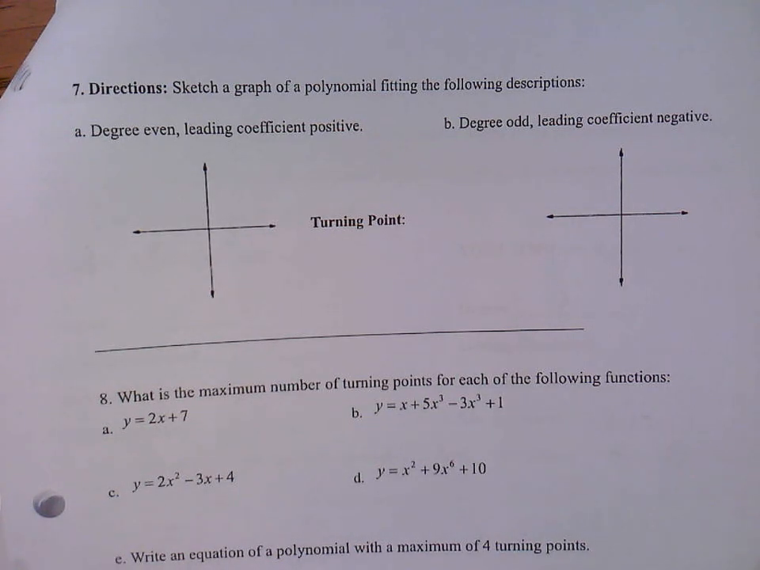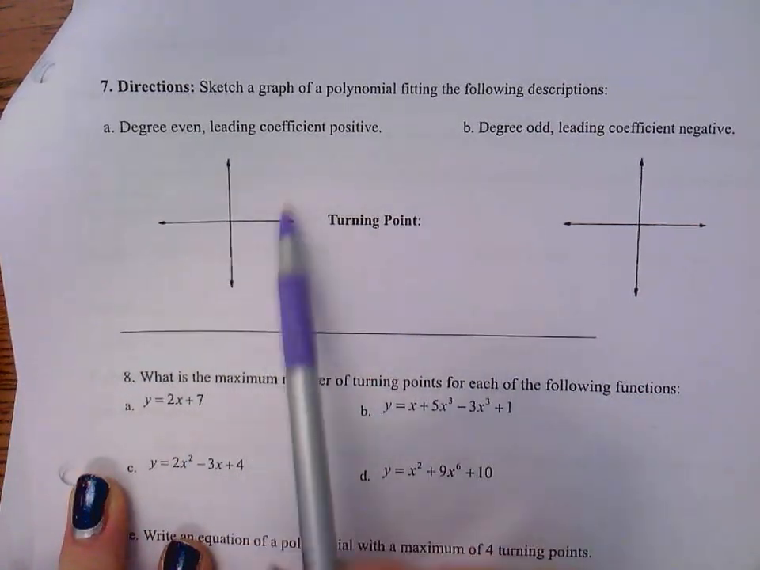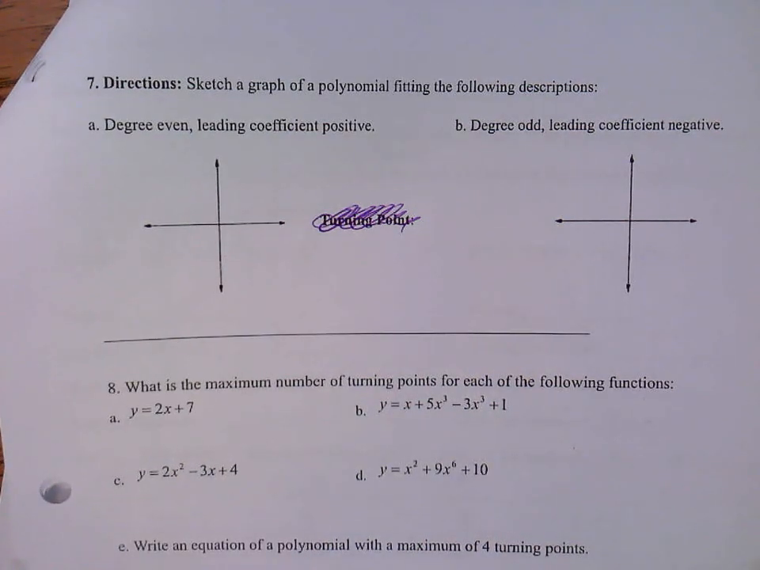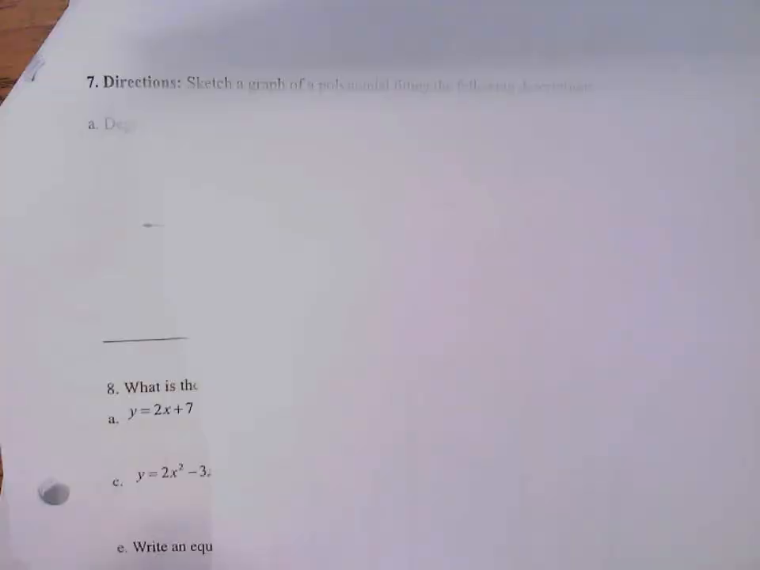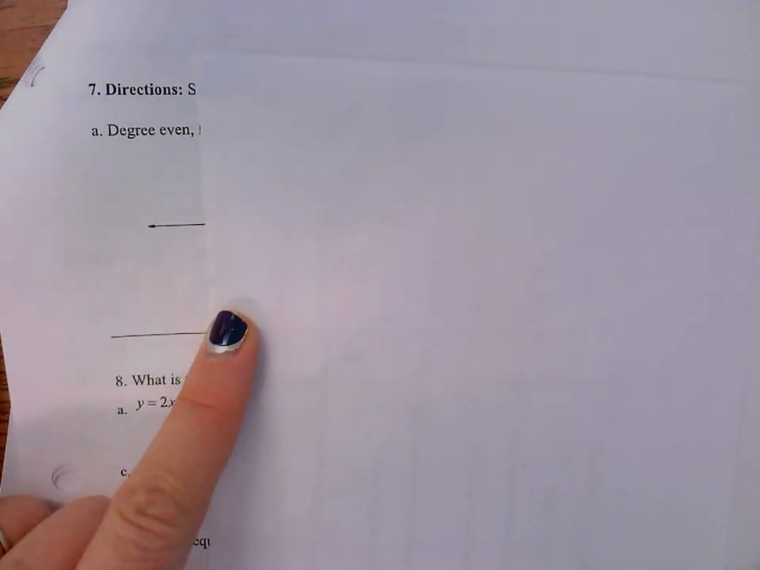All right, so this is 114, and they want us to use our end behavior rules to sketch a graph. I don't know why it says turning point right there. So let's just really quick refresh those end behavior rules. It's on a previous page. You don't have to write it down.